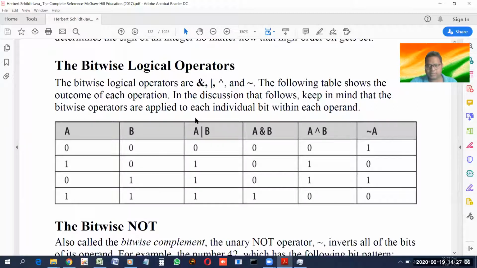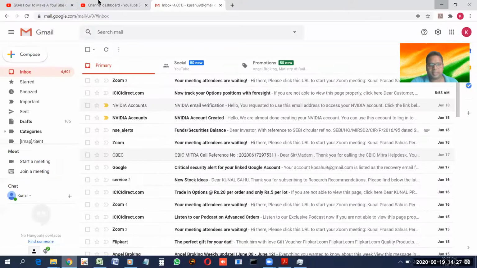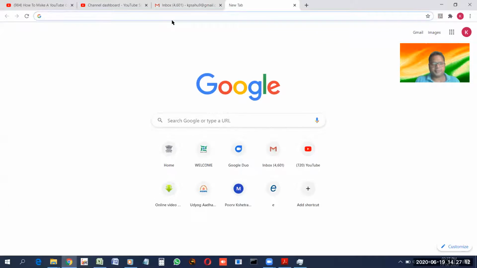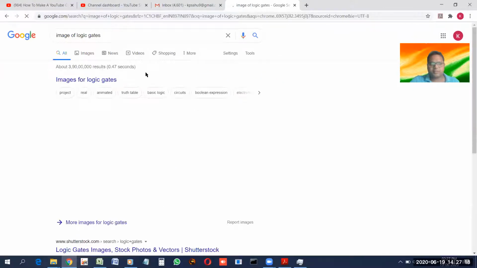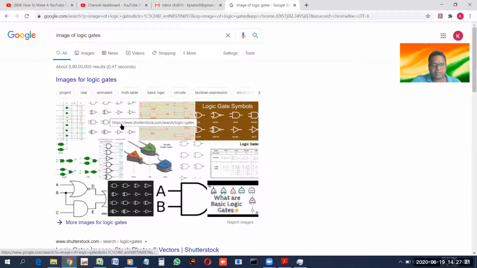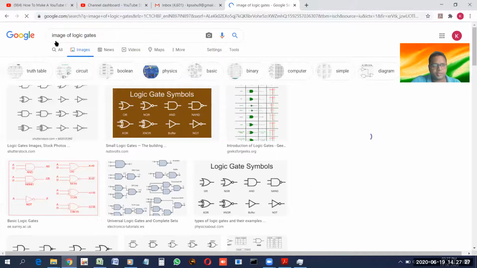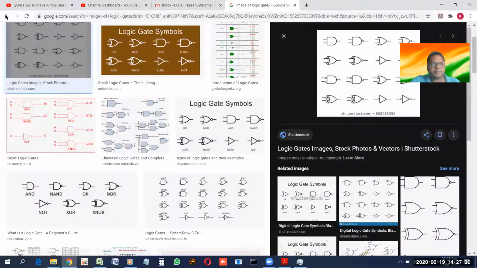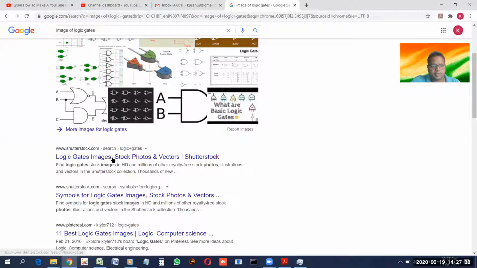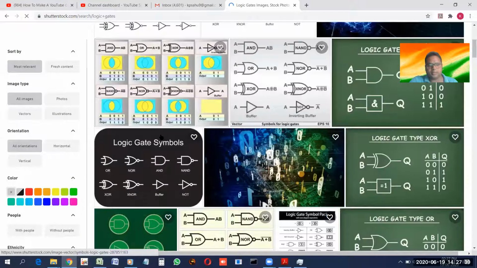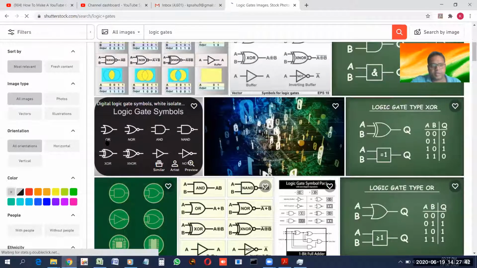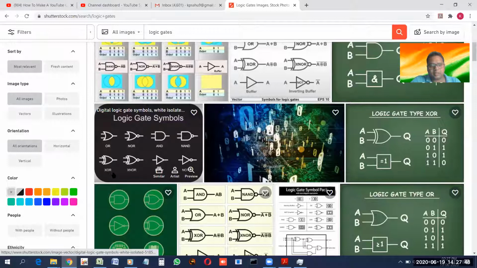If you want to see a logic gate, I would like to show you with the help of an example. This is an example image of logic gates. This will help you to understand what I'm trying to tell you. So this kind of image is of logic gates. Let me show you in more detail. Okay, look at this. This is the OR gate. This is the NOR gate. This is the AND gate. This is the NAND gate. This is XOR. This is XNOR.